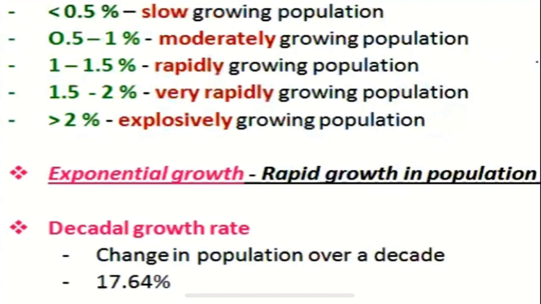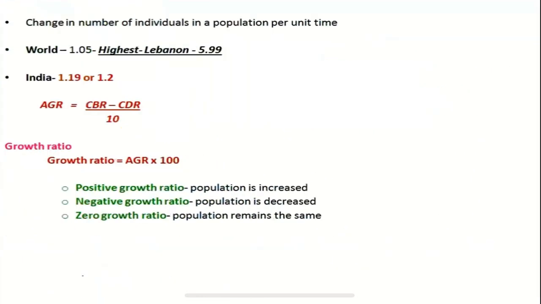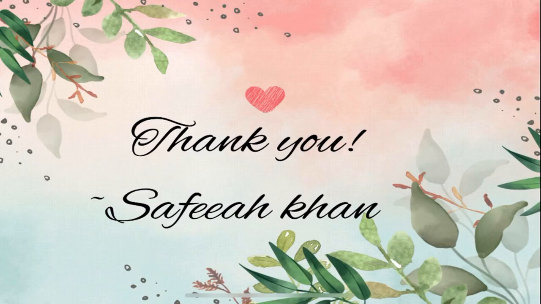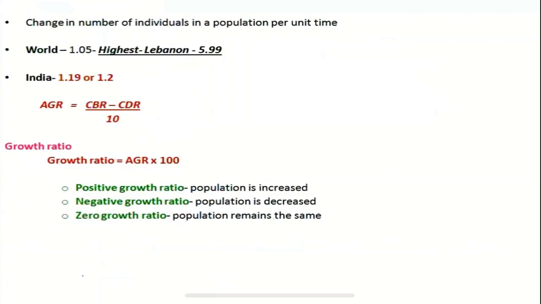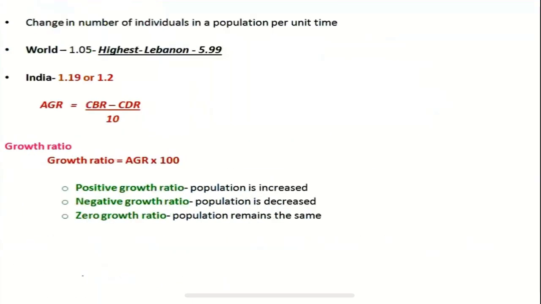What is decadal growth? Decadal growth rate is the change in the population over a decade. A decade is once in 10 years. What is the change in the population? We observed a change in the population of 17.64%. The change in the number of individuals in a population per unit time. The slide has been repeated. So we completed the growth rate. I hope everything is clear.